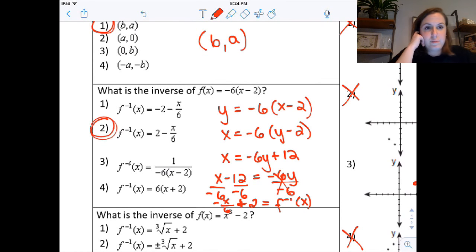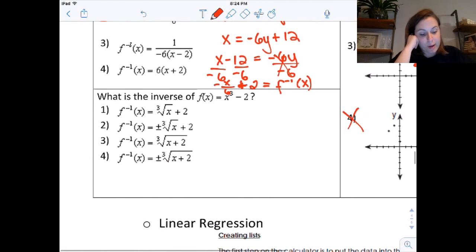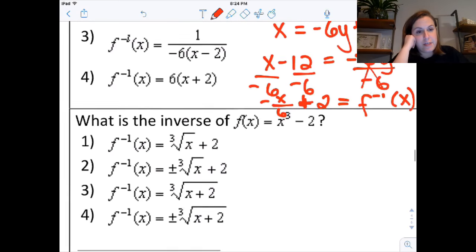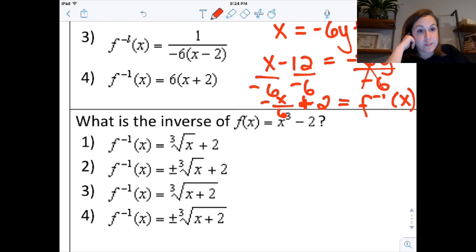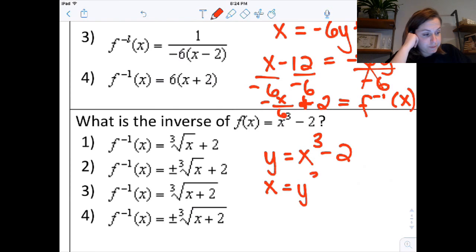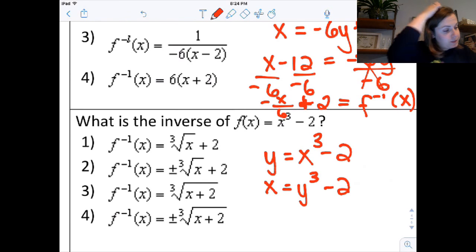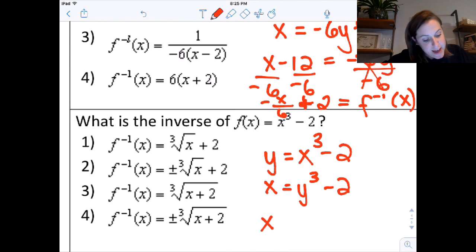All right, next one. What is the inverse of this? f of x equals x cubed minus 2. So I'm going to start by just writing it in terms of x and y. I'm going to switch x and y. And then I'm going to solve for y. Maddie, I see your question. We'll go back to it in a second, okay? x plus 2 equals y cubed. And then to undo cubic, cube root both sides.